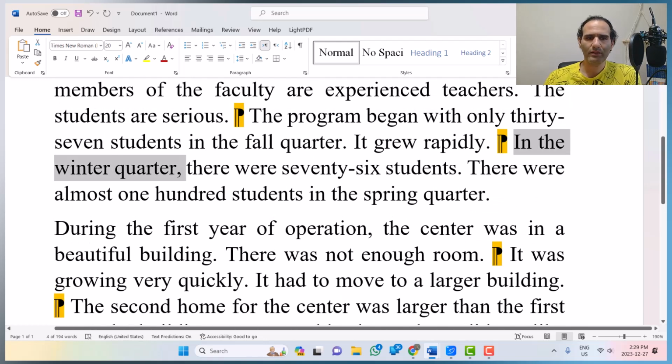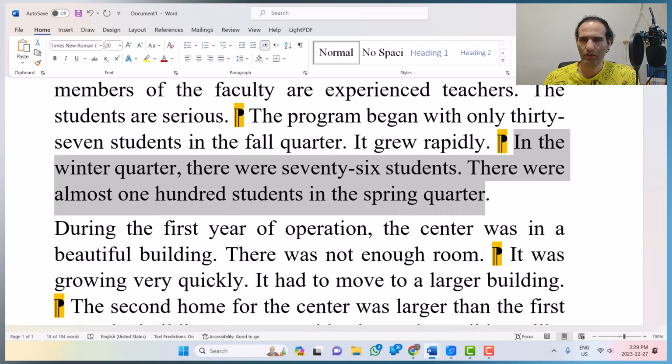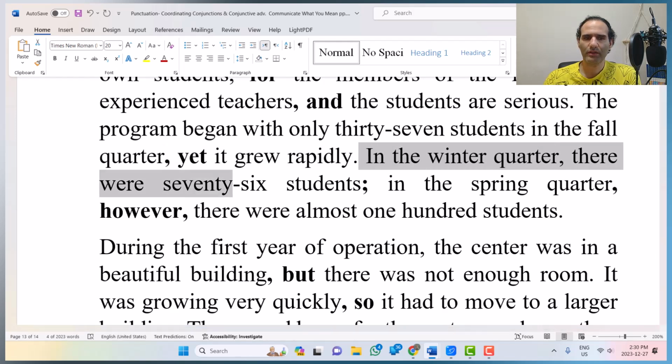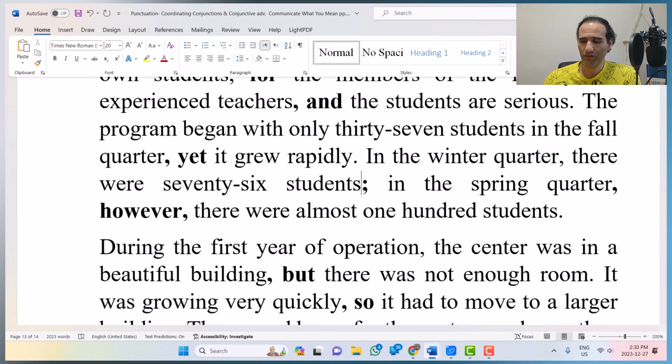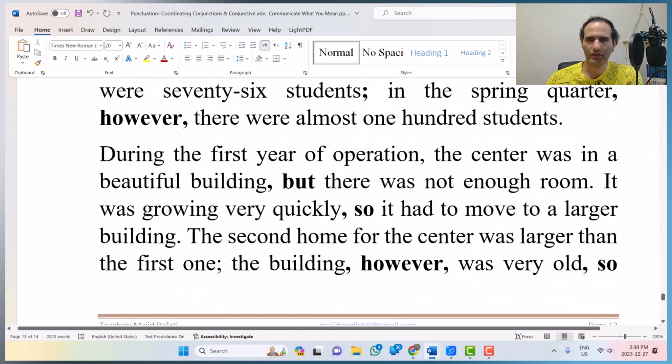in the winter quarter, there were 76 students. There were almost 100 students in the spring quarter. So there are jumps in the number of students attending. Here, in a winter quarter, there were 76 students. So because independent clause 1 finished, here we can have a period or a semicolon. In the spring quarter, however, comma, there were almost 100 students. Okay, connecting with a contrast conjunctive adverb.